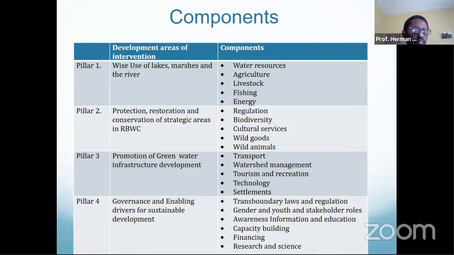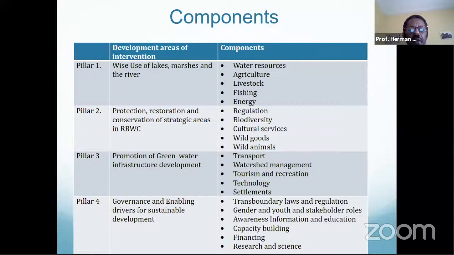And to make it easy, because the wetlands complex was studied through analysis involving so many things: water resources, agriculture, livestock, fishing, energy, and then regulation, up to 25. So if you group them, we identified four pillars: the wise use of lakes, marshes, and the river; the protection, restoration, and conservation strategies; the promotion of green water infrastructure development; and the governance and enabling drivers of sustainable development.